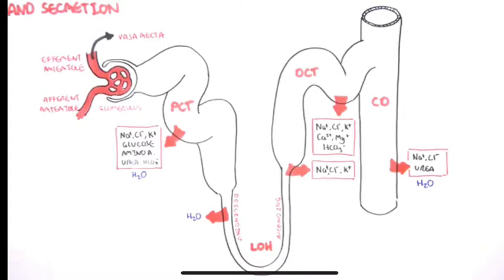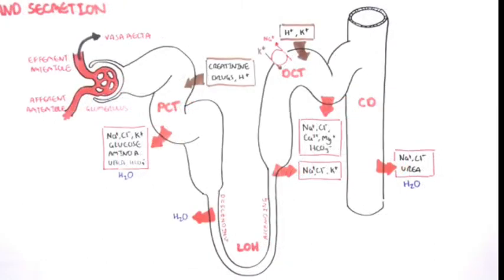bicarb. While in the descending limb of the loop of Henle, mainly the water will be reabsorbed, while at the ascending limb, sodium, chloride, and potassium will be reabsorbed. At the distal convoluted tubule, the sodium, chloride, potassium, calcium, magnesium, and bicarb will be reabsorbed, while in the collecting duct, there will be reabsorption of sodium, chloride, urea, and also water.